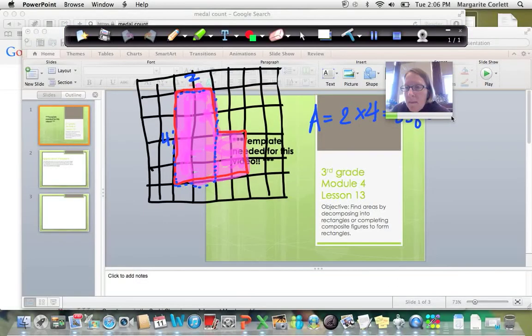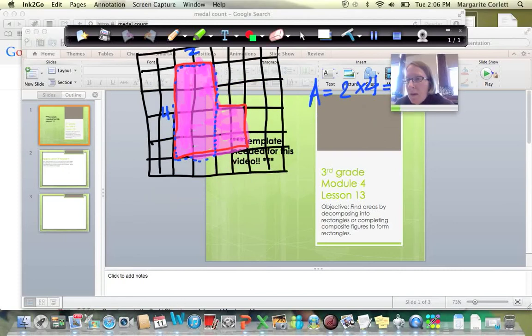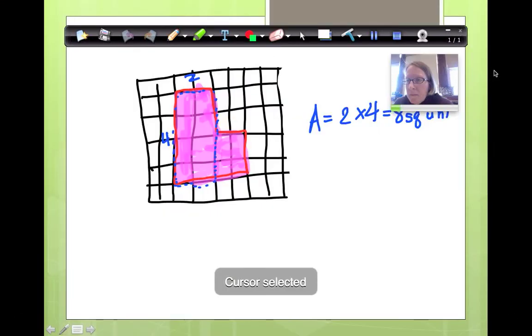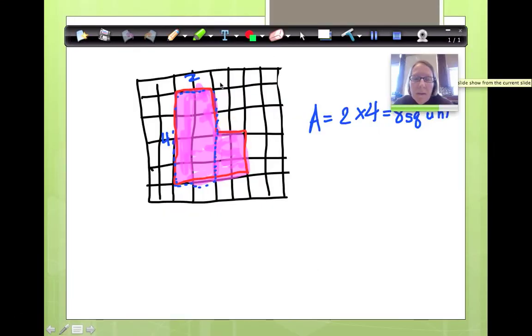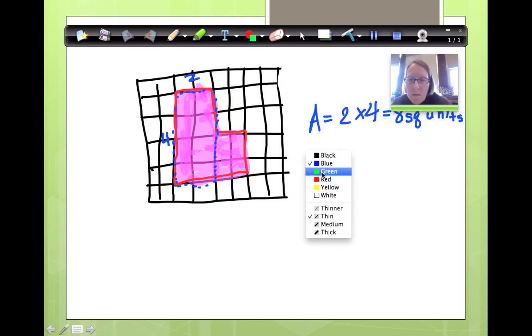Okay? Oops. I guess it thought. There we go, that's better. Alright, now, I guess it thought that it needed to change. Yeah, I can make it fit. Alright, so 8 square units. Now, let's find this one. I guess we'll make this one be green.